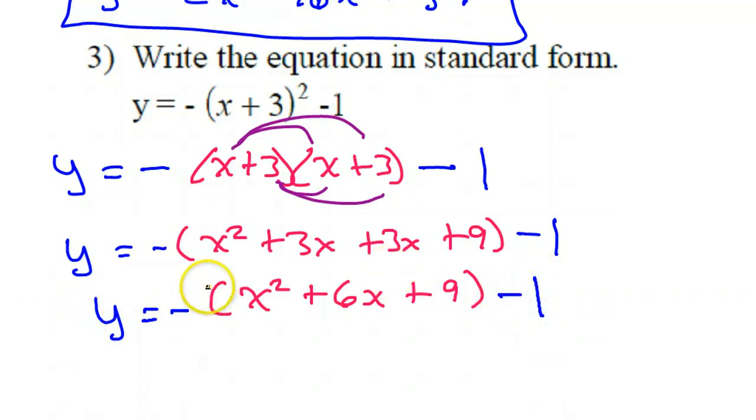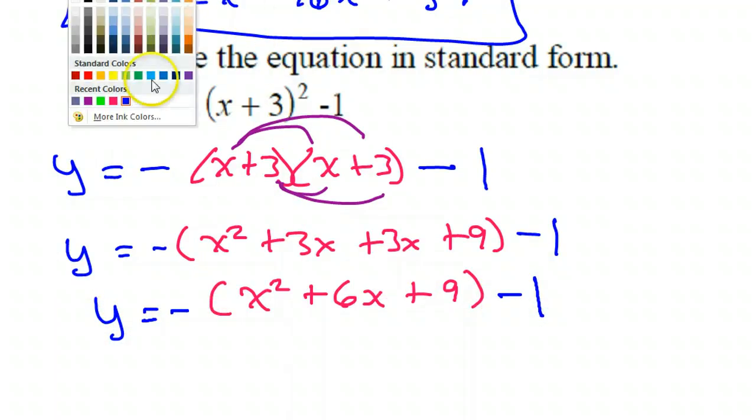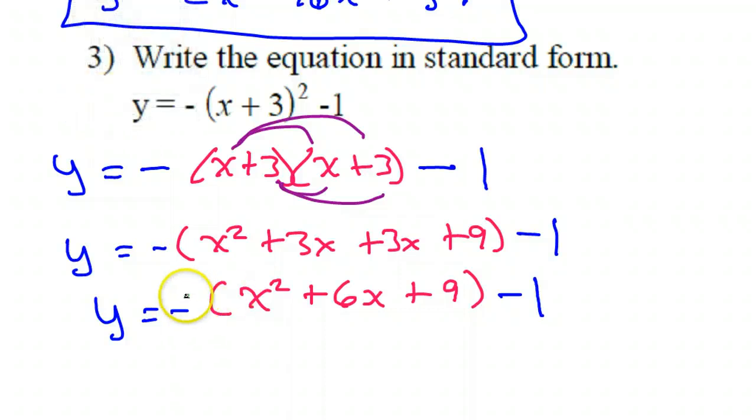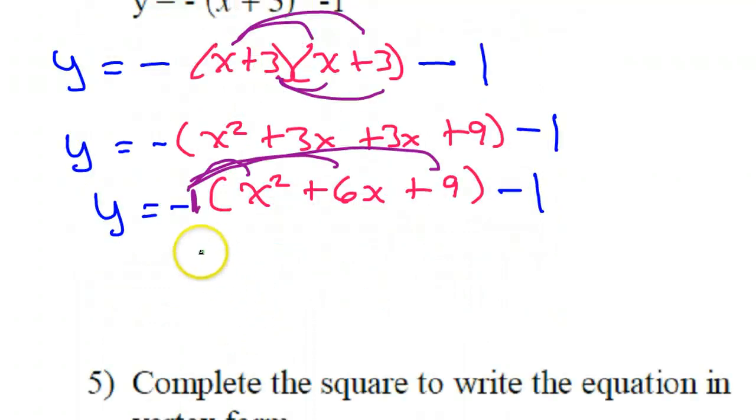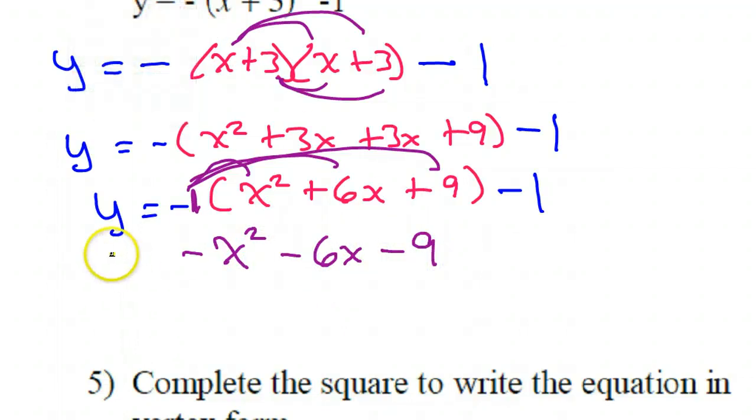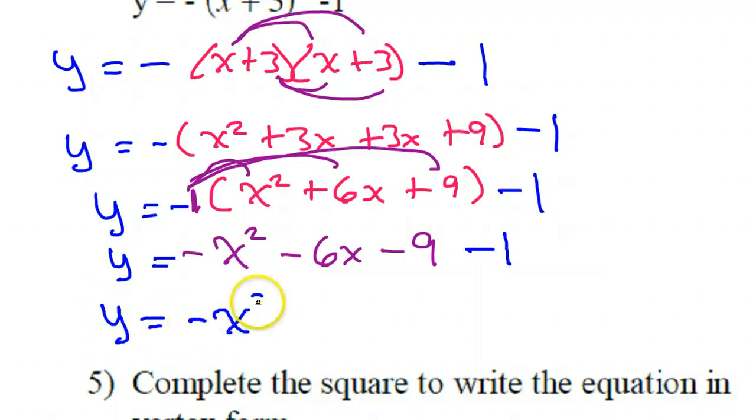Okay, time to distribute this -1 I have going on here. Okay, just treat it like a -1. Alright, that's going to give me negative x squared minus 6x minus 9. Okay, and that's going to give me y equals negative x squared minus 6x minus 10.